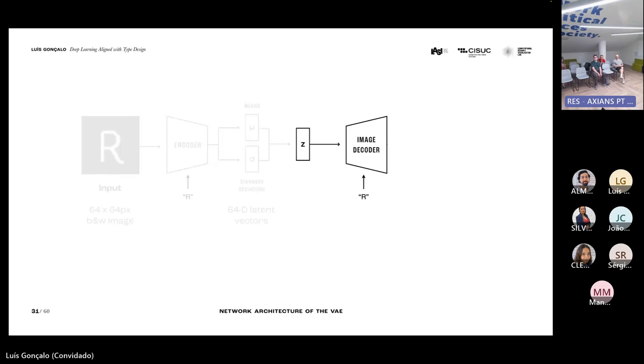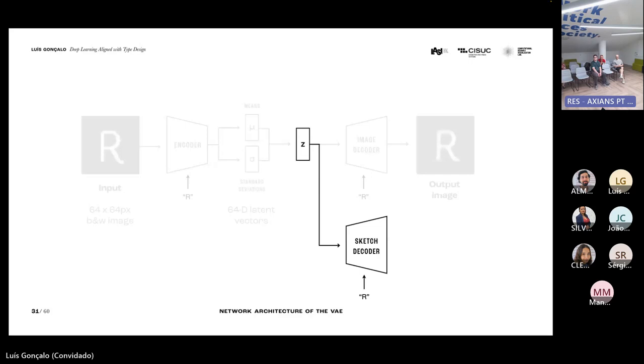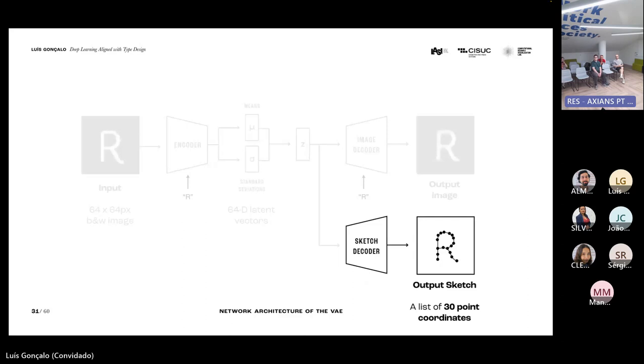We apply the image decoder and set again the input class to the decoder, and it tries to reconstruct the original image. And we also have, which is the most important part, a sketch decoder, which tries to output a list of 30 points that recreate this image. These points are rasterized and compared with the original input.